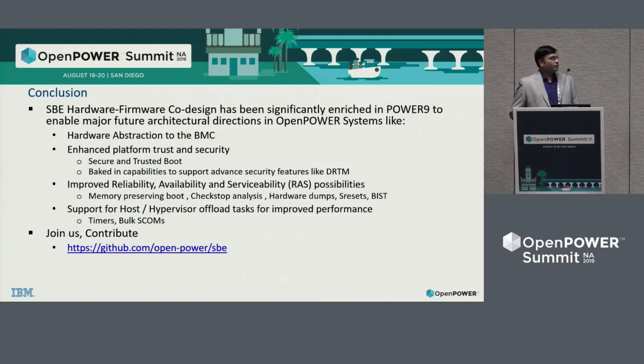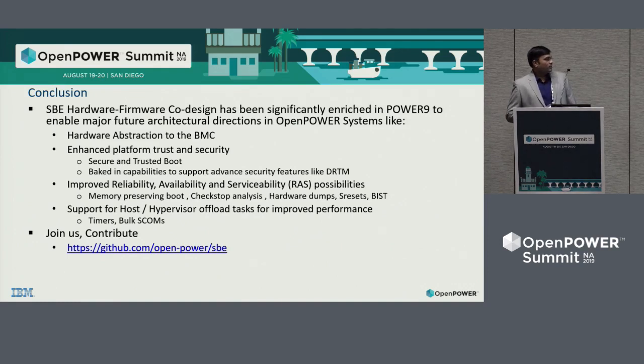This is something which we're not using right now, the dynamic root of trust management. But we have the plumbing in place, so if that need ever comes up, the SBE is right there to help with this one. Improved RAS functions. So we talked about the memory preserving boot and the FA dump, the checkstop analysis, hardware dumps, and the SBE resets for the NMIs. We're also proposing built-in self-test in the future generations for improved RAS.